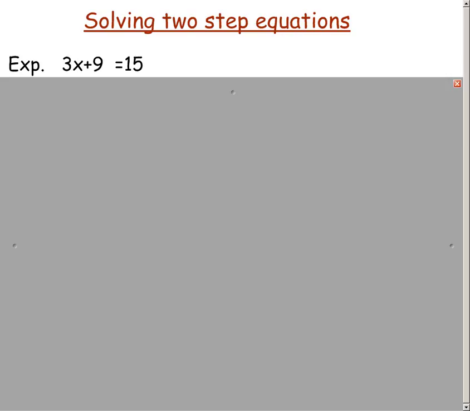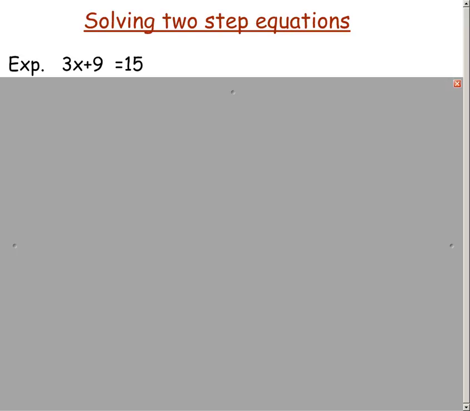This is an example of how to solve two-step equations. Two-step equations are equations that involve a variable and two steps to get that variable by itself. For our example equation, we have 3x + 9 = 15.